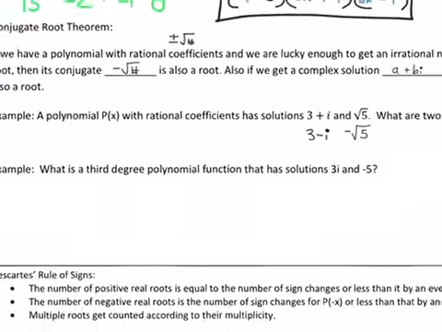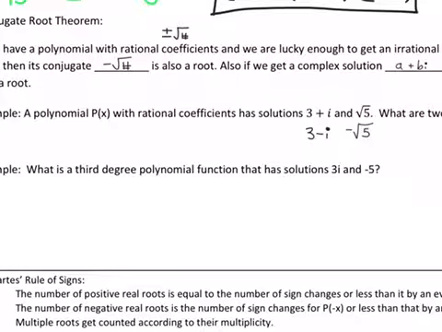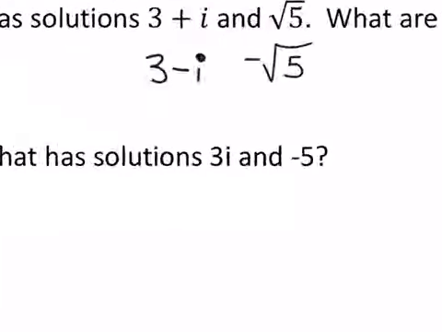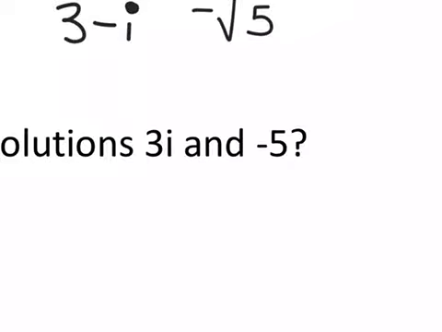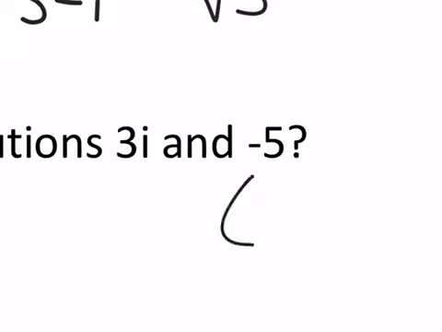So it says, what is a third degree polynomial function that has solutions 3i and negative 5? Now, negative 5 is not a square root, nor is it an imaginary number. So don't just start doubling everything and saying that it also has one of 5. That's not true. This is only true for square roots and imaginary. So I could go ahead and factor this one. This one would be x plus 5, right? That's the piece associated with that.